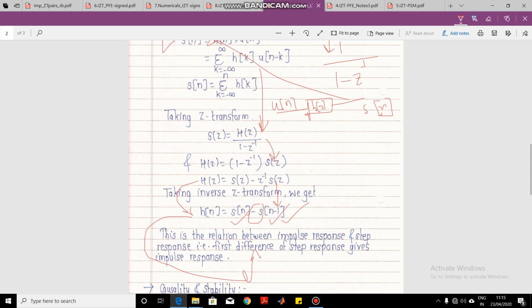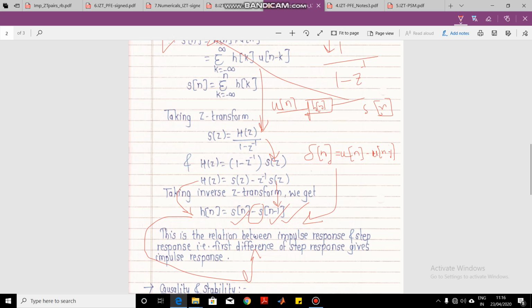So this is the relation between the impulse response and step responses. Obviously, this is also the relation between del of n and u of n. So del of n can also be written as u of n minus u of n minus 1. This we have seen in the first lecture, first unit, in section 1. Similarly, you can write h of n is equal to s of n minus s of n minus 1.